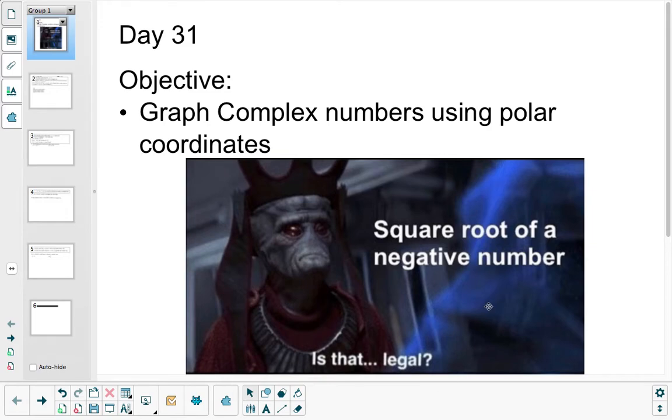Good morning, everybody. Today we're going to be going over complex numbers and how to graph them on, air quotes, a number line. It's not really a number line, it's a number plane, but it'll look like rectangular coordinates. It's technically a little different, but just keep that in mind. And we're also going to be graphing these with polar coordinates. So some good stuff happening.